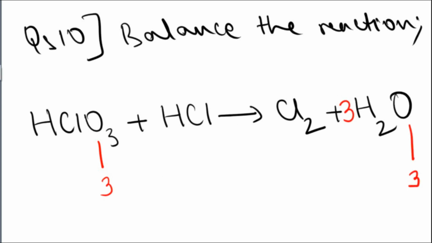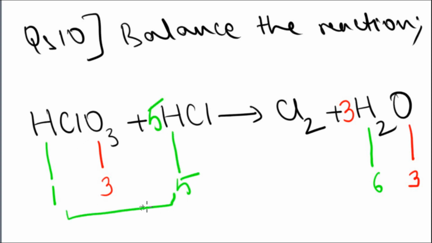So oxygen is done. Let's move on to hydrogen. We have 6 on one side and 2 on the other side. So I do not want to touch the first reactant because it will change our oxygen. So let's touch the second one. Just add a 5 next to it and 5 and 1 becomes 6. So our hydrogen is also balanced.